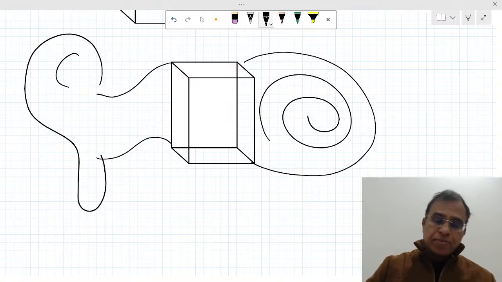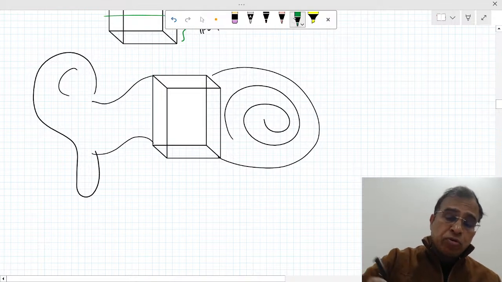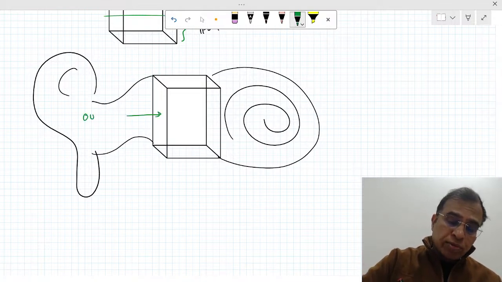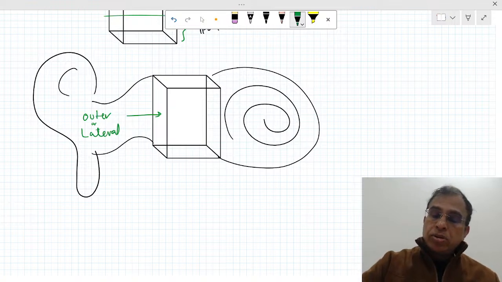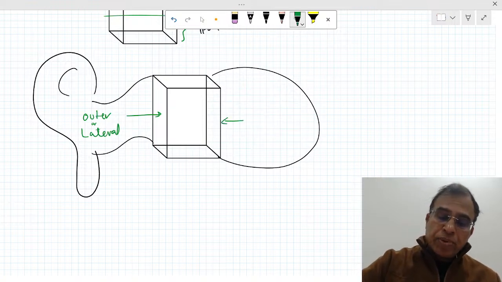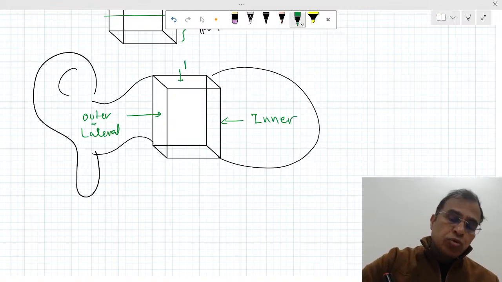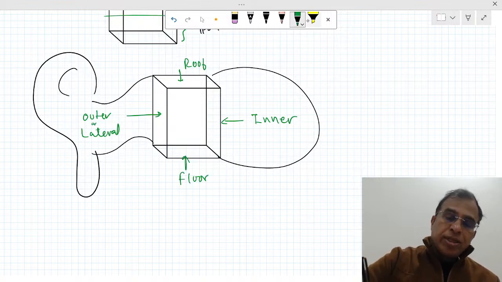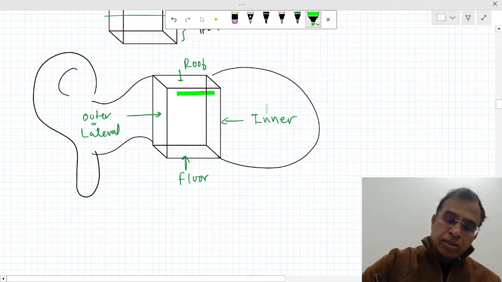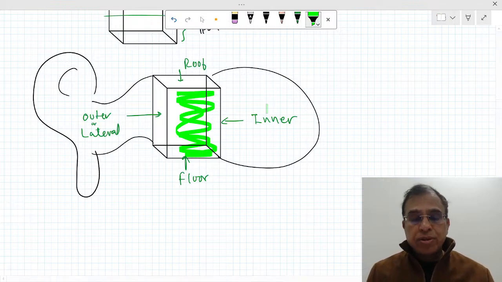So when I draw it like this, it becomes easier to name the walls, because now I call this wall the outer wall or the lateral wall, because it is facing outwards. And the opposite wall, this wall, becomes the inner wall or the medial wall. This has to be the roof, and this has to be the floor. The one in the front is the anterior wall, and the one behind is the posterior wall. Easy?